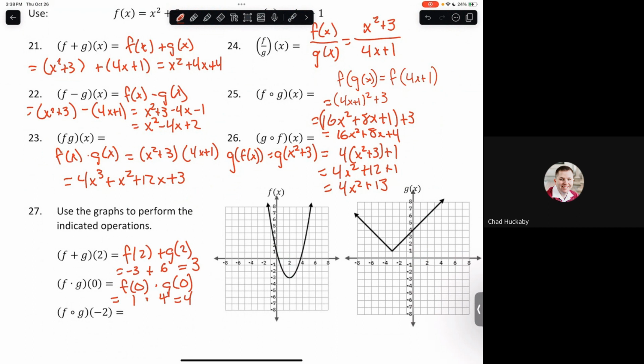I will slow down so I can get f composed with g of -2. That's f of g of -2. So we need to find g of -2. So I look at the function g and I want to evaluate it at -2. That looks like it's 2. Okay? So we're looking at f of 2.